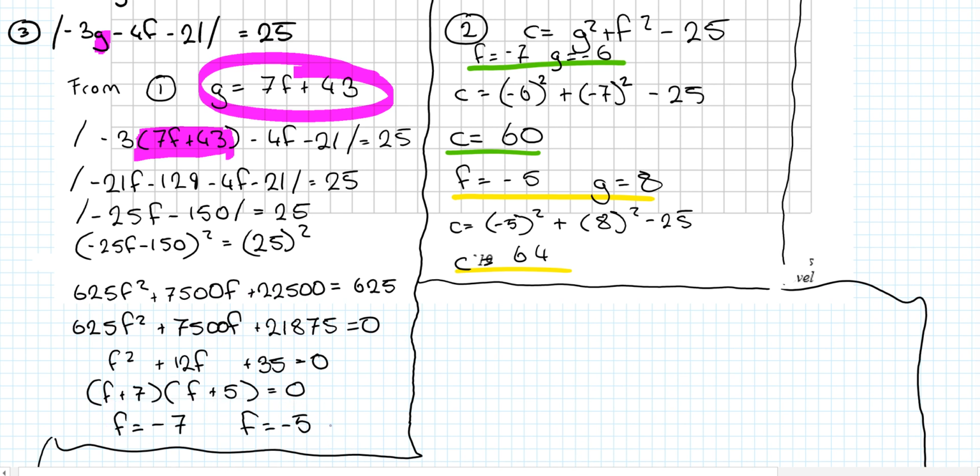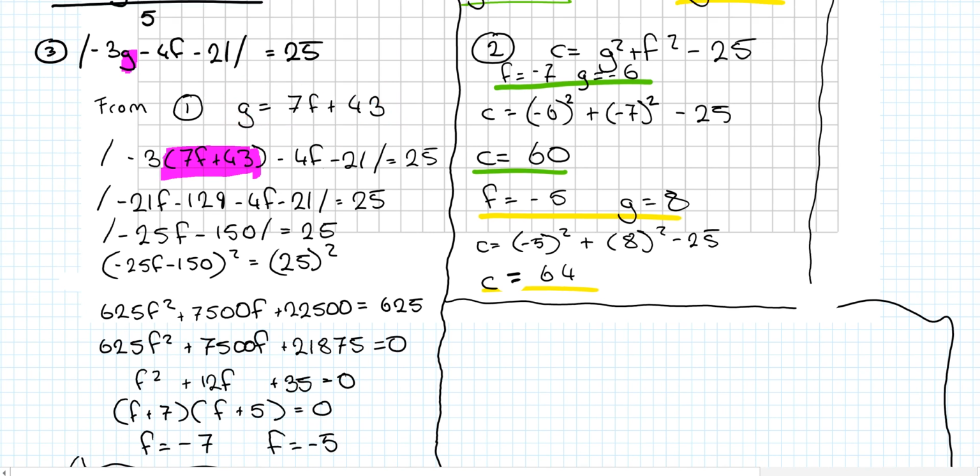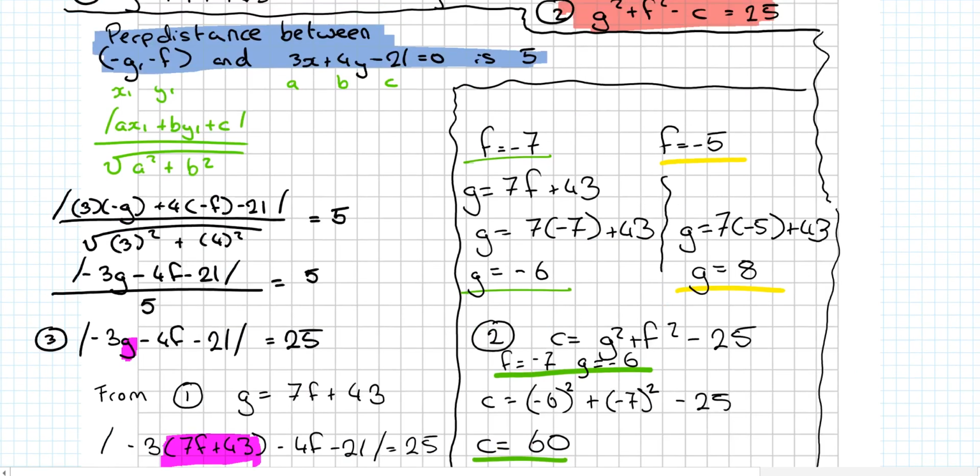Okay, well, if I have f, what else can I go and do? I could also go back and try and find my g. Remember here from this, I have g on its own as long as I have f. So I have two options to deal with. I have f is equal to minus 7, or f is equal to minus 5. So I'm using my two options for g. I'm putting in the minus 7 to get minus 6. And then I'm also going to sub in my minus 5 to get 8. So I have two options. I have the green option and I've got the yellow option.